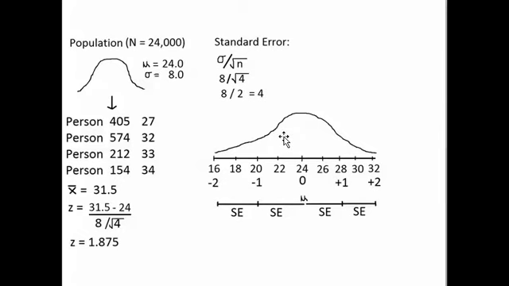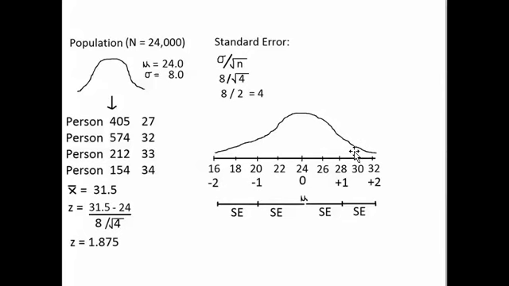For example, my first sample had a mean of 22, so that sample mean was one of the sample means over here. My second sample had a sample mean of 26, so that sample mean was one of the sample means over here. My third sample had a mean of 18.5, so that sample mean was one of the sample means over here. And my fourth sample had a sample mean of 31.5, so that sample mean was one of the sample means over here.